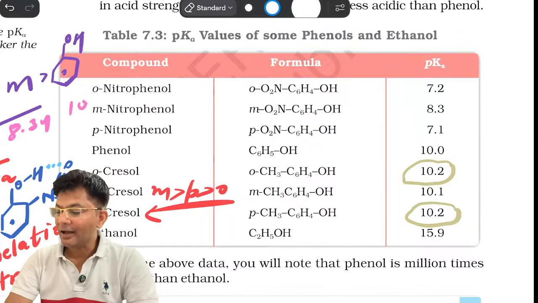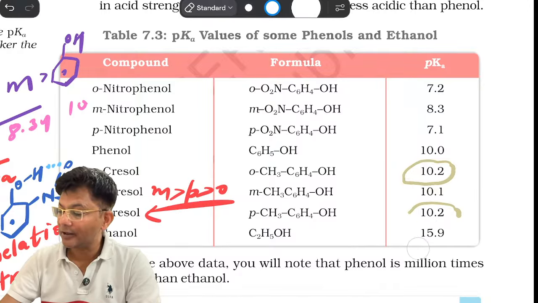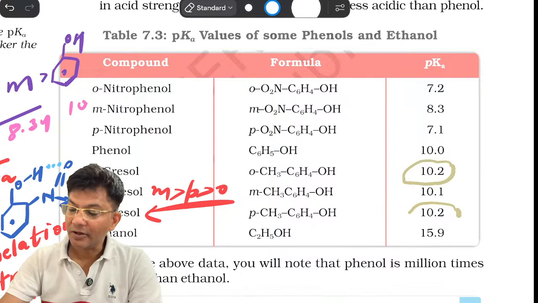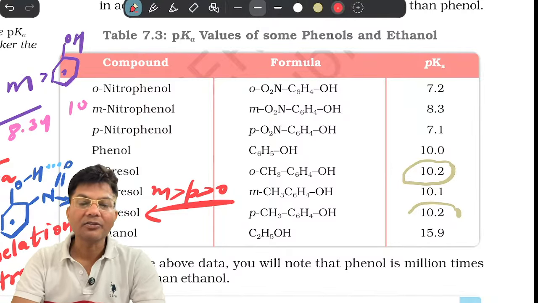And then last is alcohol, 16. I have told you 16 to 18. So it's like this. You can see to it. I think this point is very much clear. NCERT's points, you are able to understand.